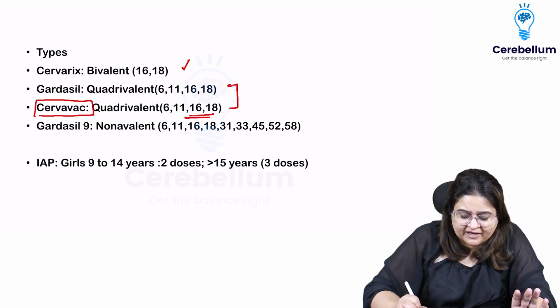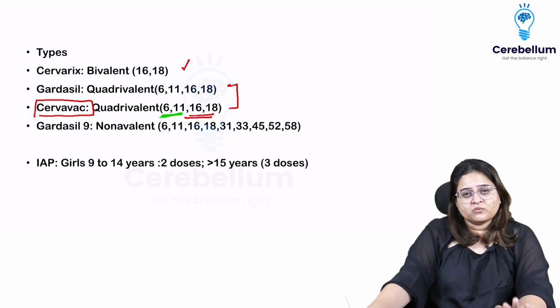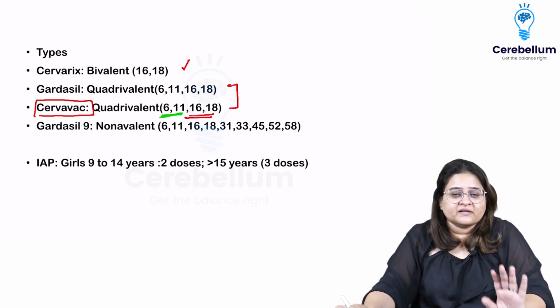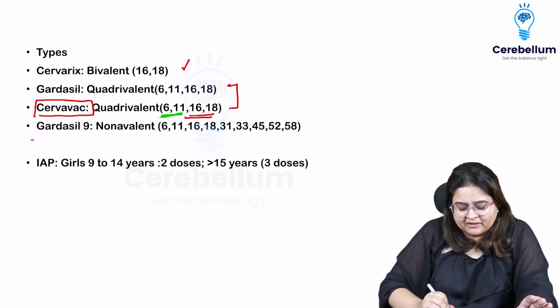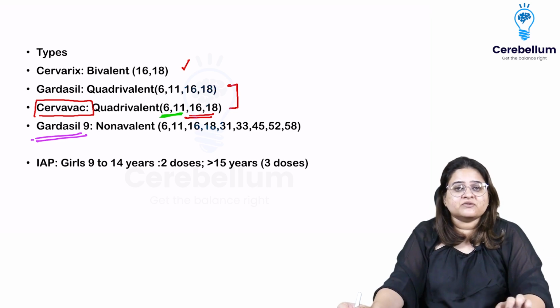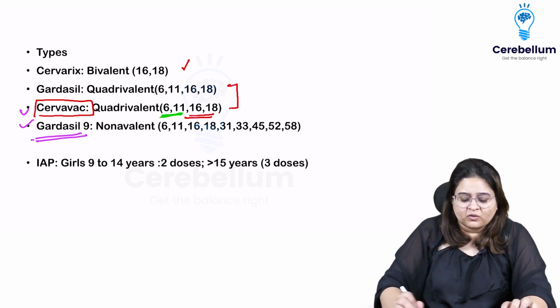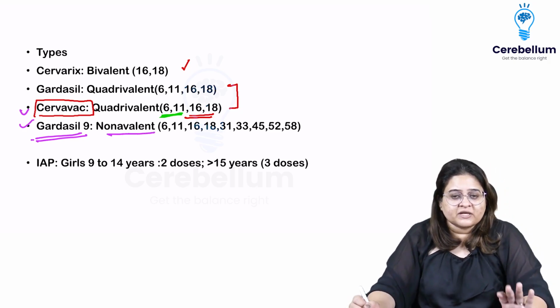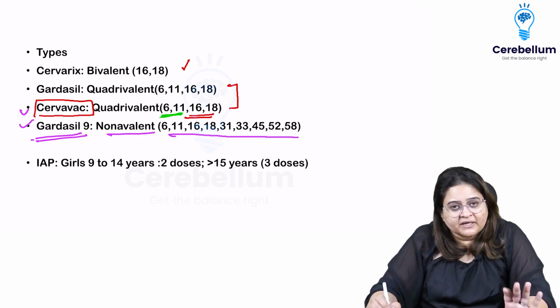Remember, 16 and 18 are the high risk types, 6 and 11 are the low risk types. 6 and 11 cause genital warts, 16 and 18 cause cervical cancer. And the most recent one, not the most recent, it's been many years now, is Gardasil 9, recently introduced in India, as is Cervavac. Gardasil 9 is nonavalent, so it is effective against 9 genotypes. Try to remember the 9 genotypes.